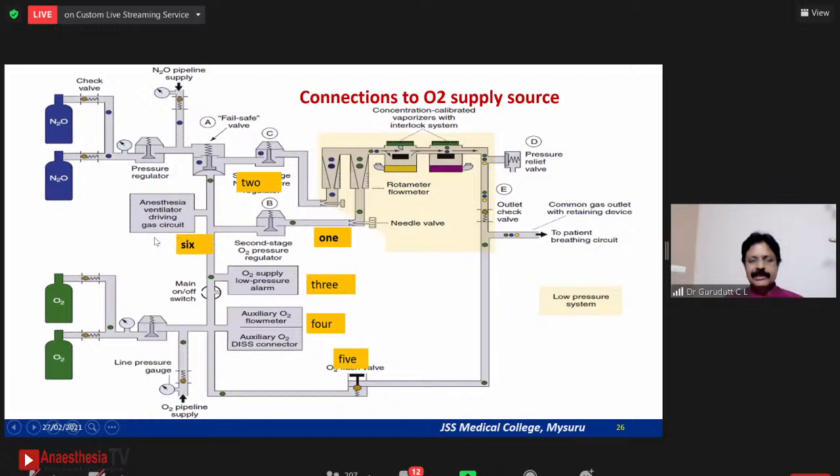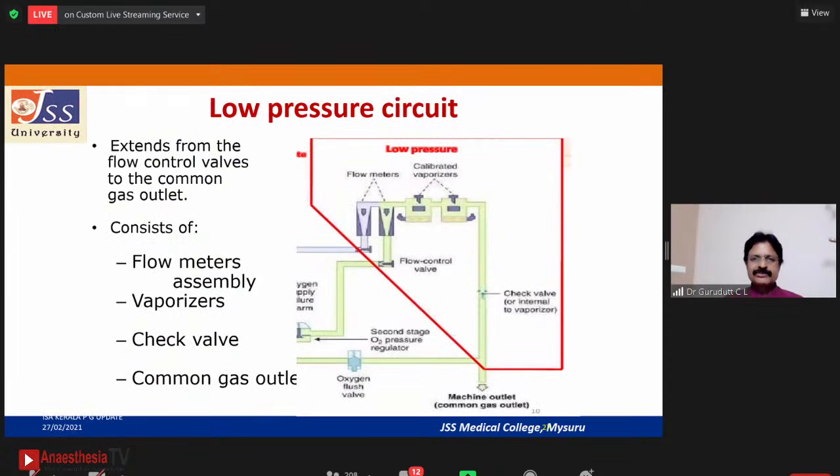In many of the GE machines, we have bellows ventilators, so in order to drive the gas, you require oxygen. Whereas in Draeger machines, you have piston-driven, electrically driven ventilators. There, oxygen need not be connected to the ventilator. That's why I told you that in GE machines you have 6 connections, and in Draeger machines you have 5 connections of the oxygen supply source.